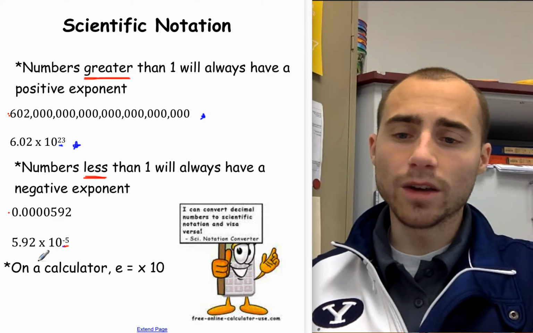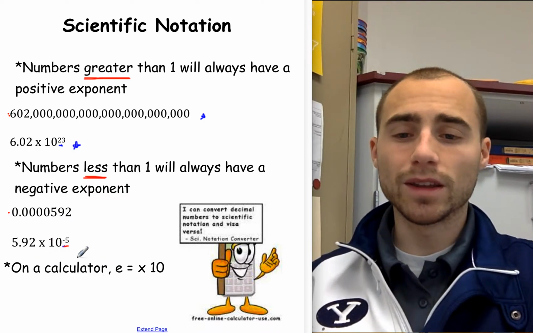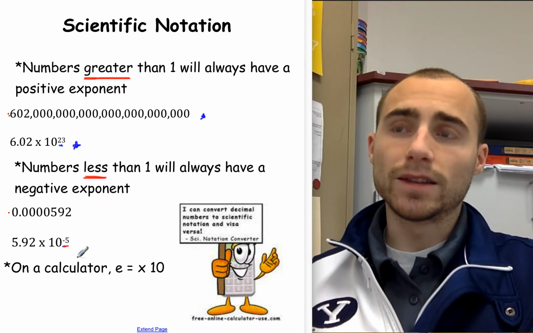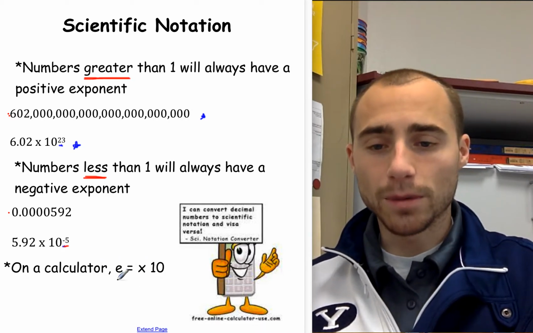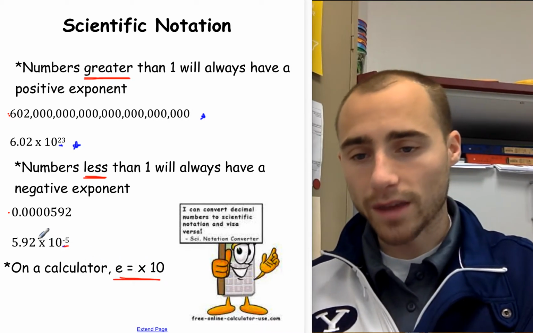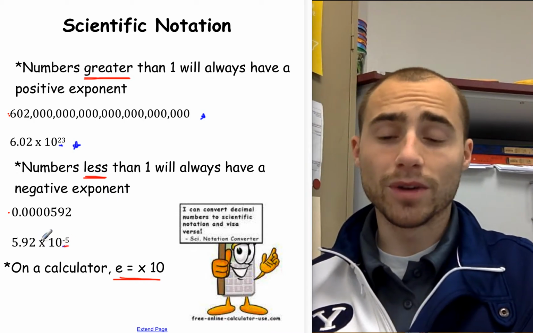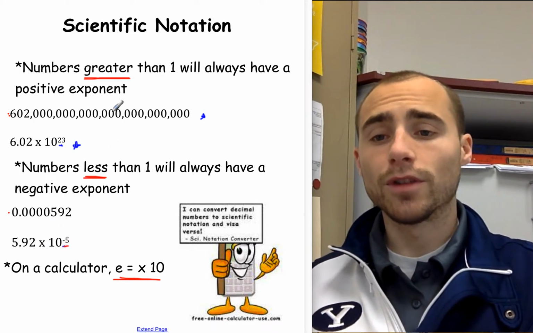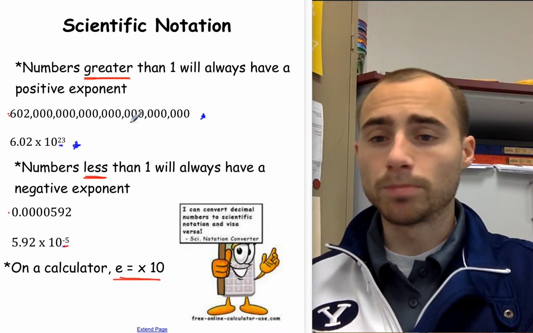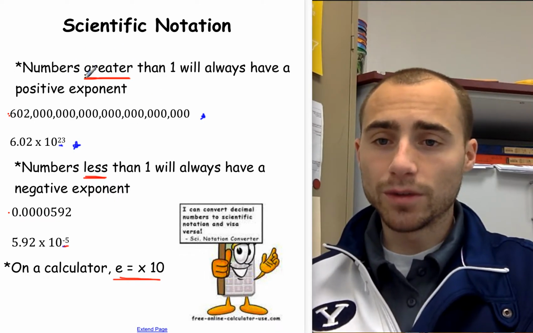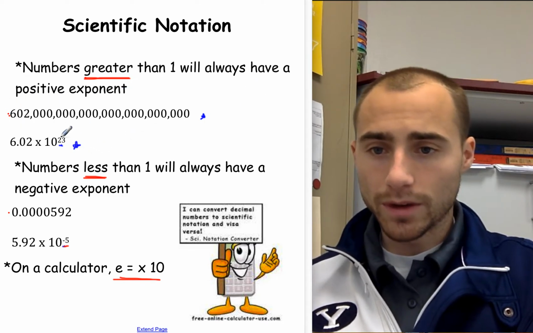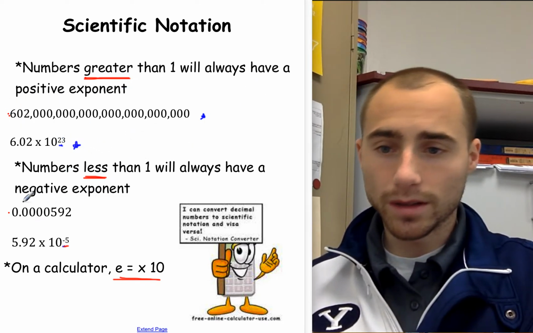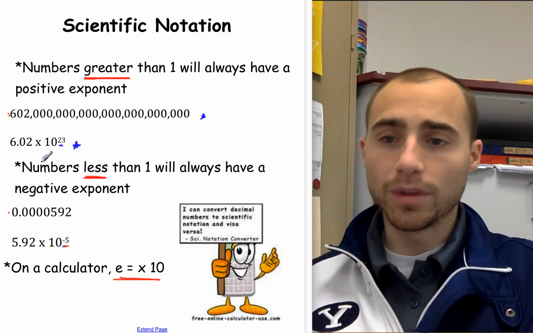And then just a side note, sometimes on a calculator, if you're typing this in, you'll see something like 6.02 E2. The E just represents times 10. So you could just sub out times 10 and write E. That's just a fun fact for you to look at on your calculator. But make sure you got these two rules and the two examples that go with them. Numbers greater than 1 like this will always have a positive exponent. Numbers less than 1 like this will always end up with a negative exponent.